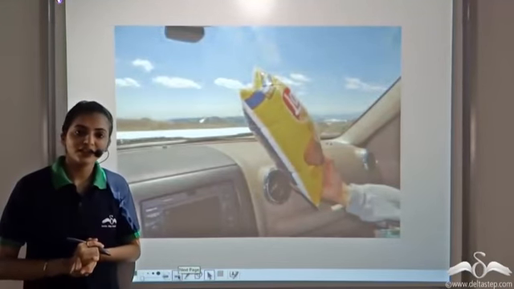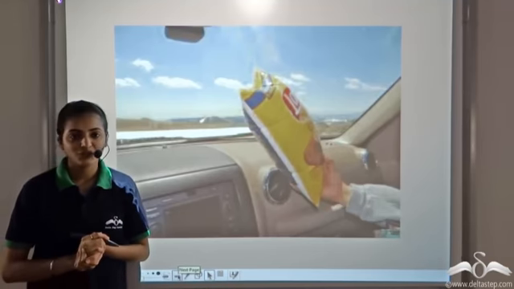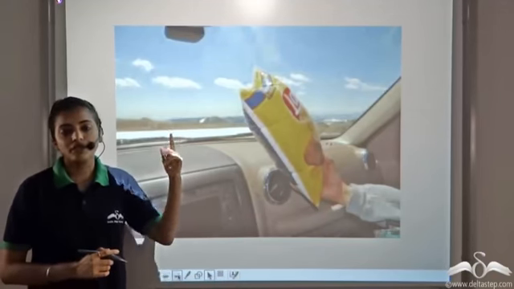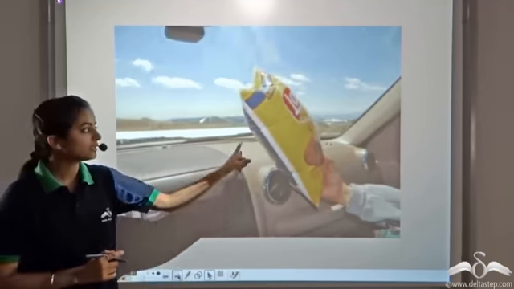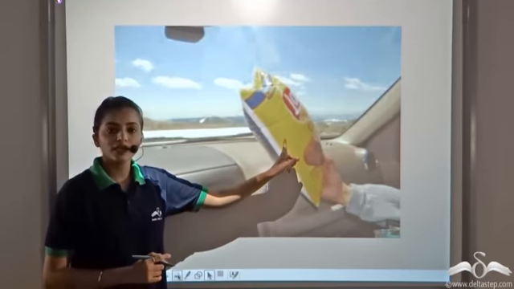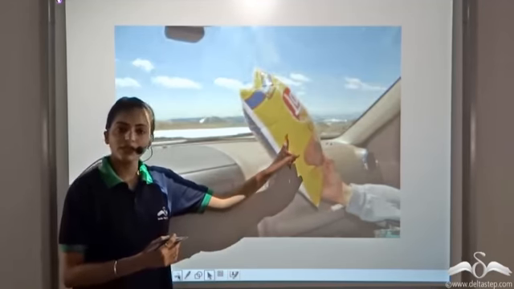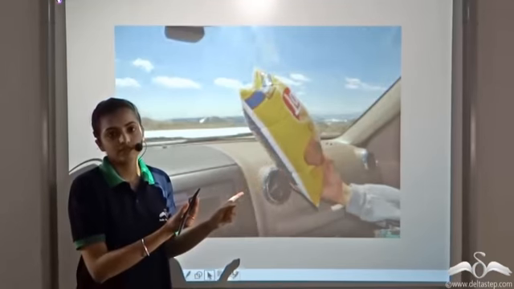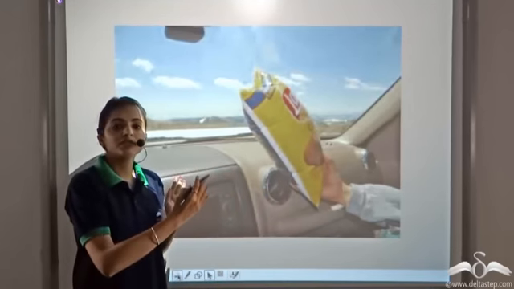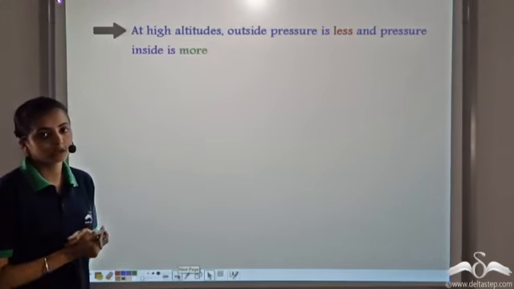So now, did you find an answer to why the chips packets burst when they are taken to higher altitudes? Okay. So this follows Boyle's law. When we go to a higher altitude, the outside pressure is less. So to balance it, the pressure inside the chips packet should also be reduced. So now the inside pressure has to be less. How is that possible? By Boyle's law, if the inside pressure is less, the volume increases. And if the volume increases, the chips packet expands in size, and at times they expand to such an extent that they burst.